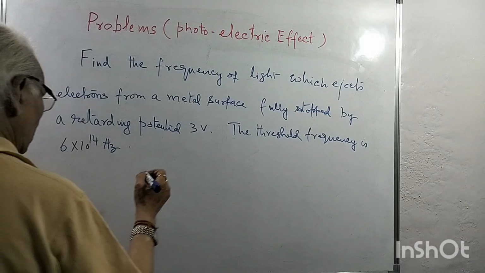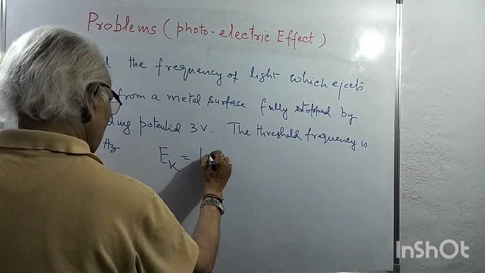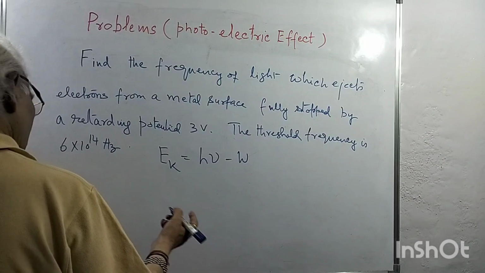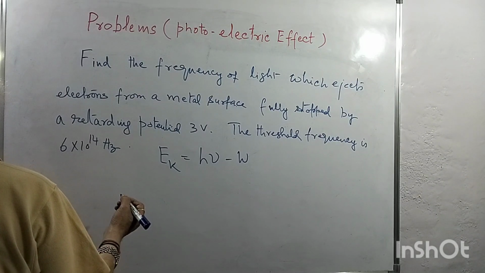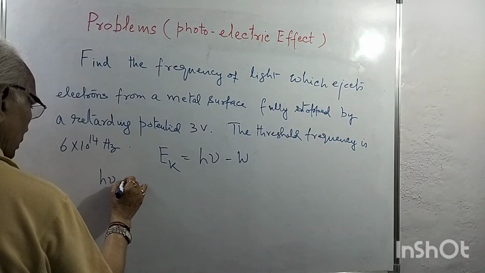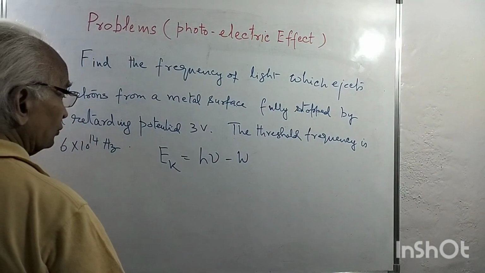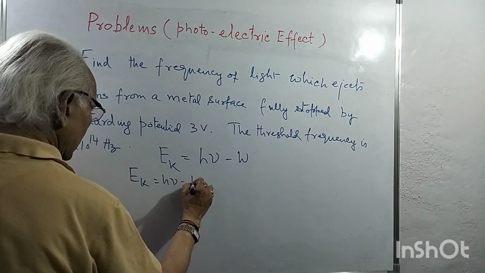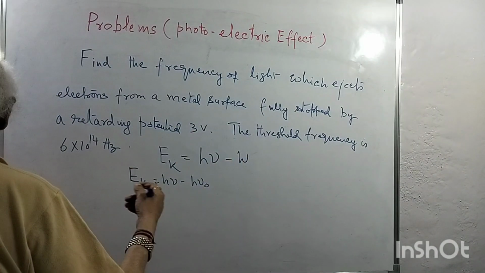So what we have is the equation we know from the photoelectric effect. The kinetic energy of the photoelectron EK is h nu, which is the energy of the photon, minus the work function of the metal surface W. So EK is equal to h nu minus h nu naught, where h nu naught is the work function and nu naught is the threshold frequency.